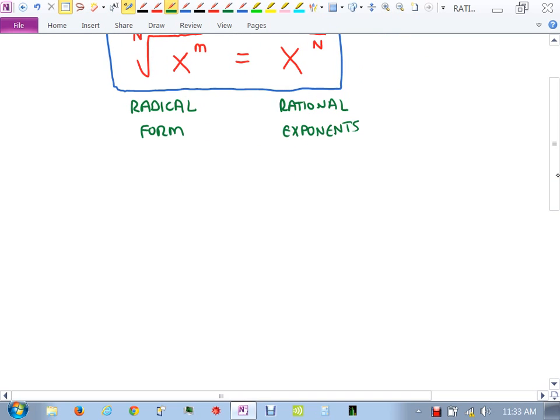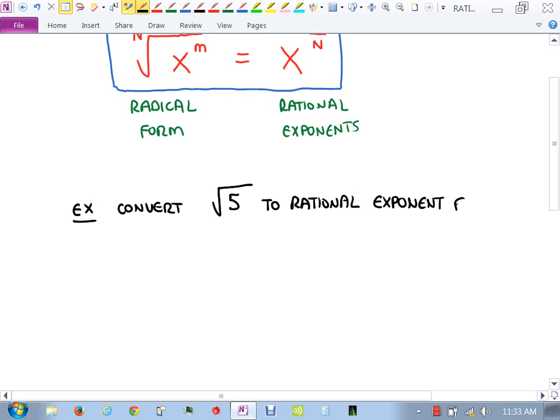So let's do some examples first of converting. Convert the square root of 5 to rational exponent form.